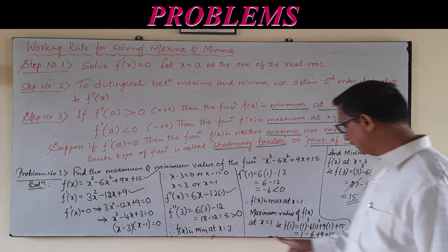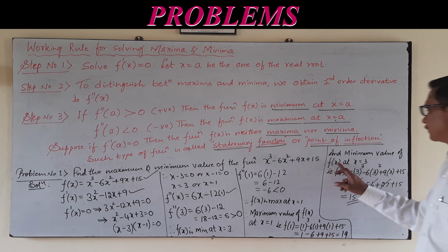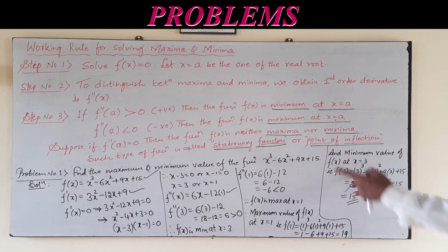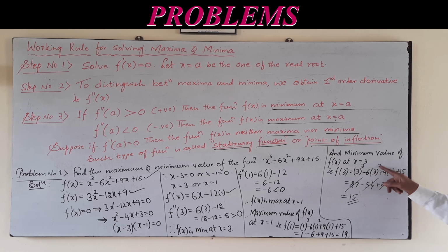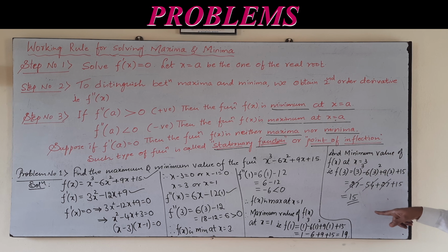Similarly, the minimum value of the function f of x. At which point does the minimum occur? At the point x equal to 3. Put x equal to 3 in the given function: 3 cube minus 6 into 3 square plus 9 into 3 plus 15. 3 cube is 27, 3 square is 9, 9 sixes are 54, 9 threes are 27, plus 15. 27 plus 27 is 54. 54 minus 54 cancel. That is 15. Clear? It is very easy, follow the steps correctly. Okay.